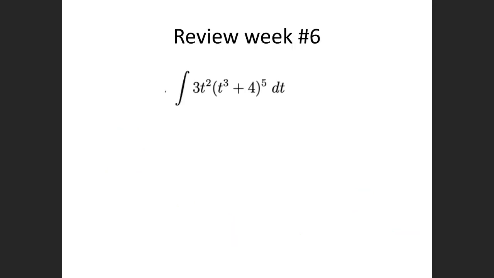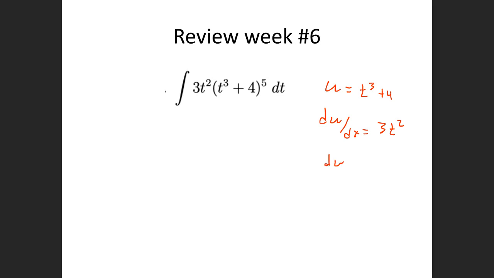And a lot of times, most of the time, they don't tell you what the u value is. So in this problem, I know my u value has to be t to the third, because when I take the derivative of that, I get 3t squared, which is going to cross this off. So I would do u is equal to t to the third plus 4. du over dx is equal to 3t squared.